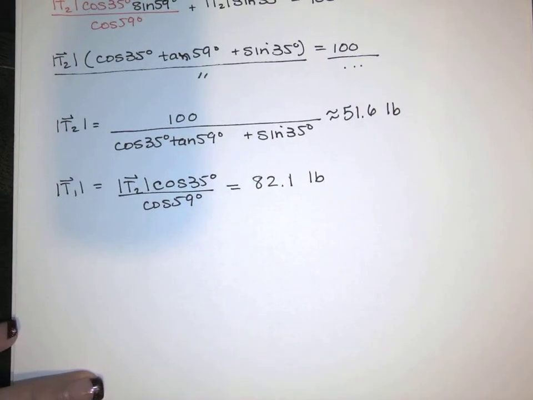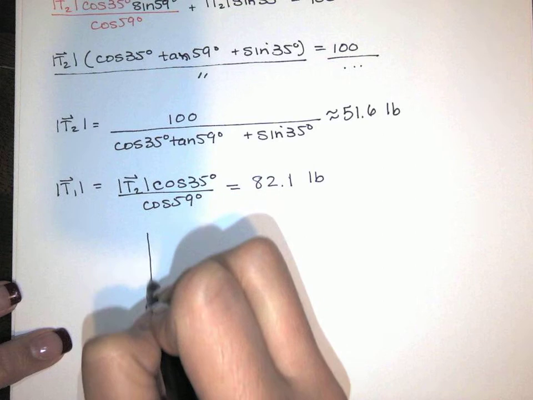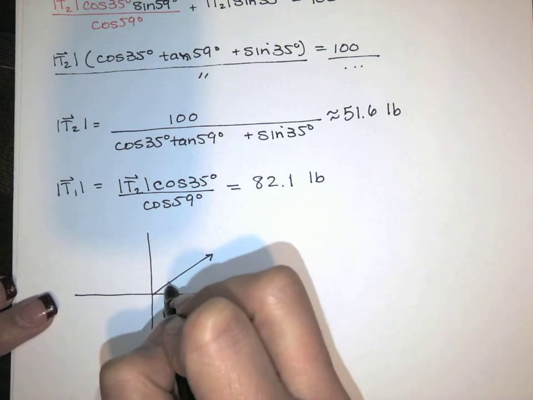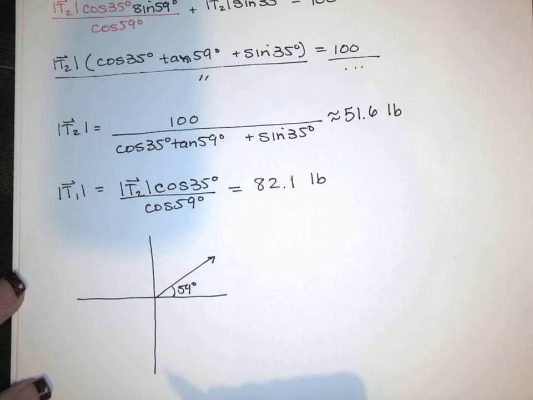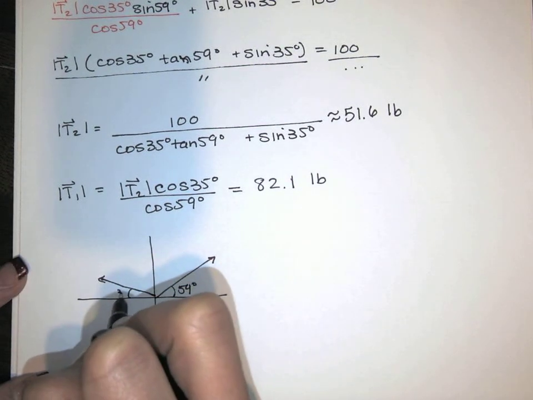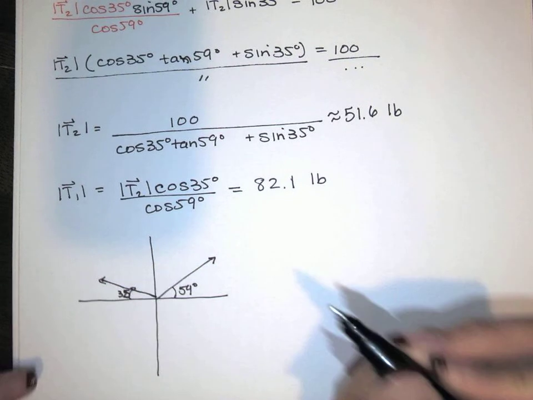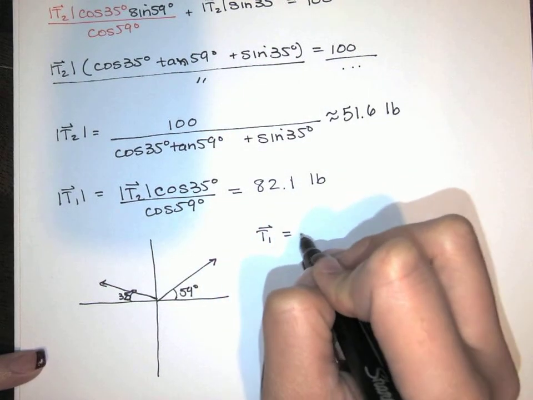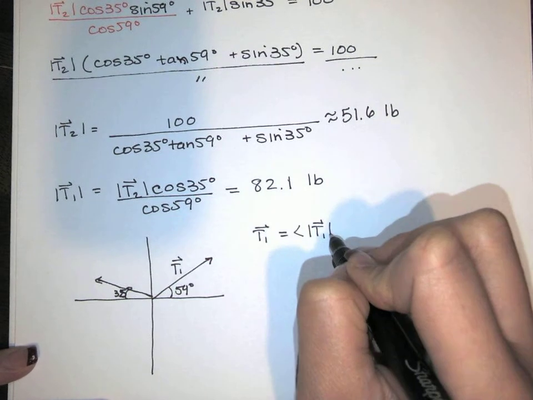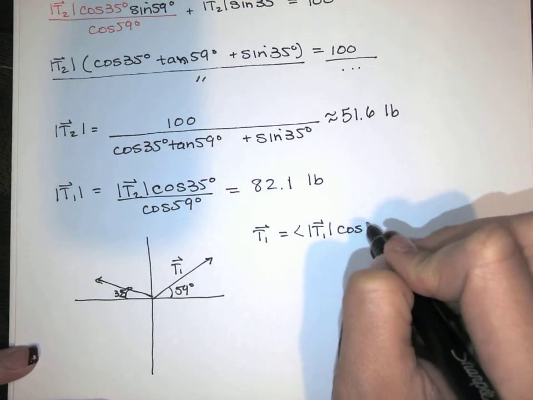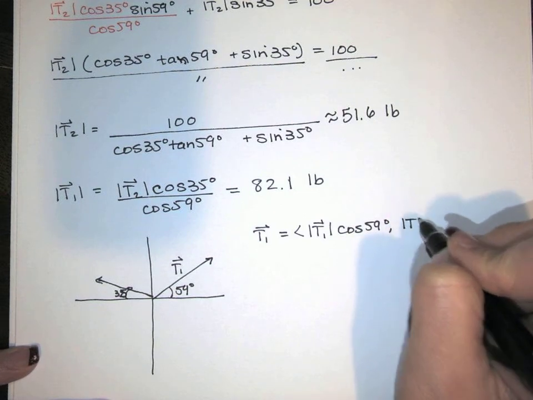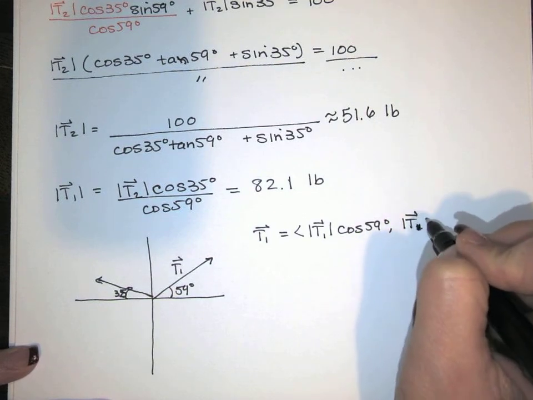All right, so let's go back to our problem. This is what it looked like roughly. T1 looked like this. That was 59 degrees, obviously. This is not to scale, and this was 35 degrees over here. And T1 is the vector. It looks like this. This was T1. It's that magnitude times cosine of 59, and the magnitude times sine of 59.